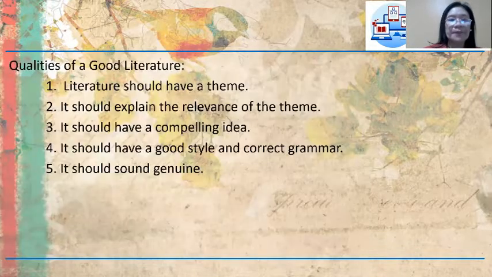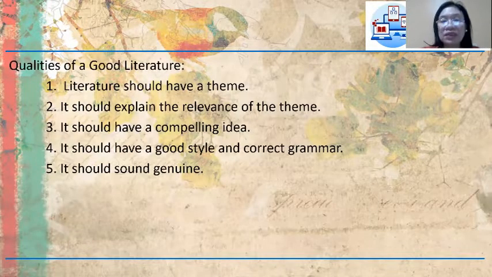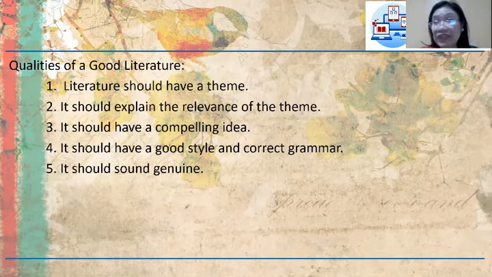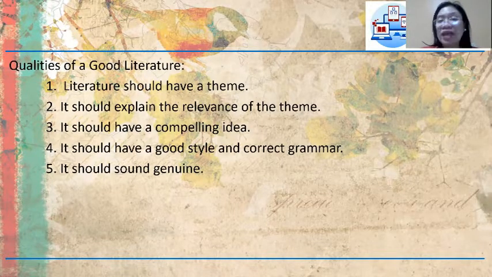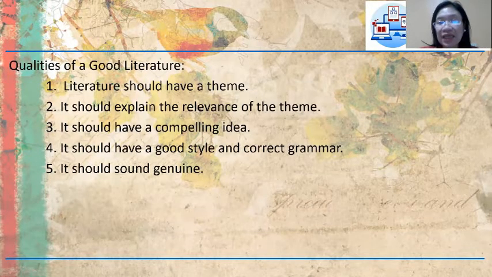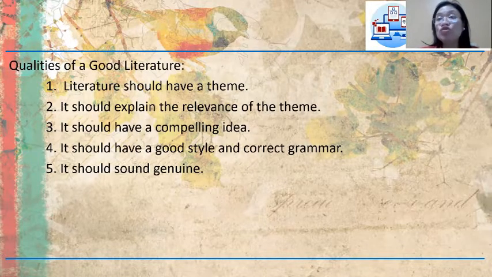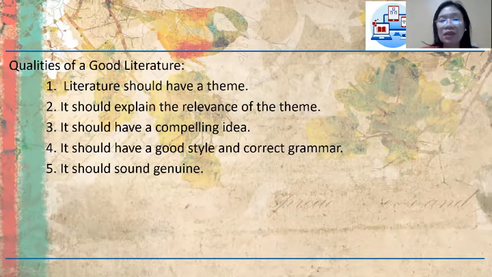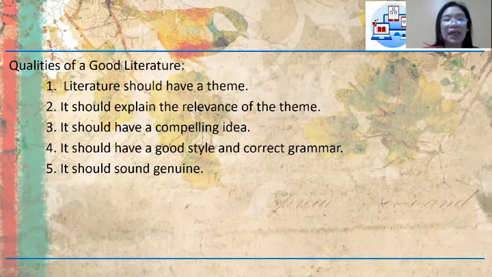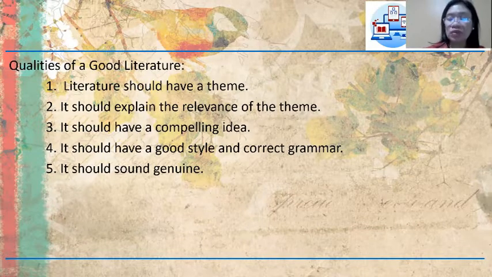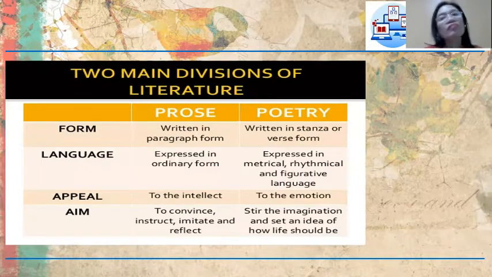Now, what are the qualities of good literature? Literature should have a theme. It should explain the relevance of the theme, and it should have a compelling idea. And of course, it should have a good style and use correct grammar as well. And it should sound genuine. So remember these qualities of good literature.